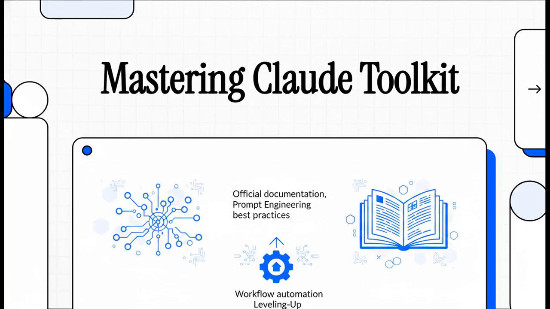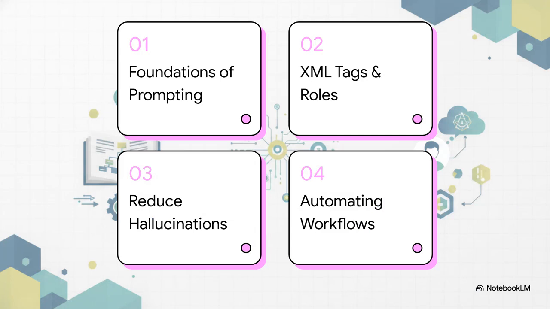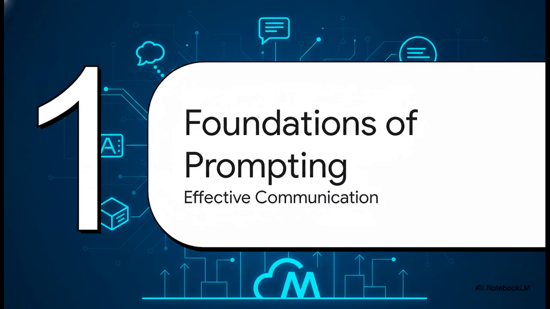So here's our roadmap for today. 1. Foundations of effective prompting. 2. XML tags and role assignment. 3. Strategies to reduce hallucinations. And 4. Automating workflows with routines. Let's do this. Starting right off with Section 1, Foundations of Effective Prompting.